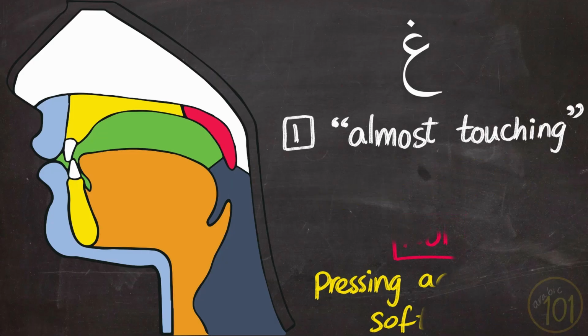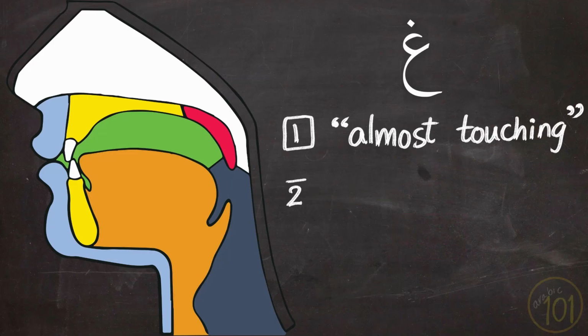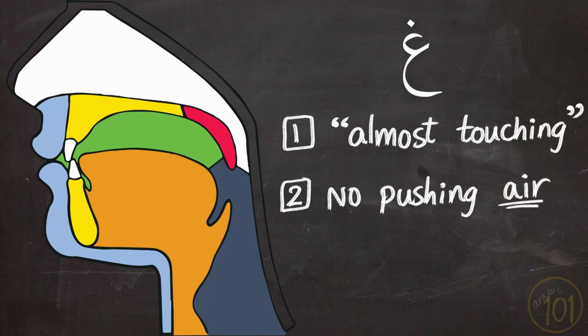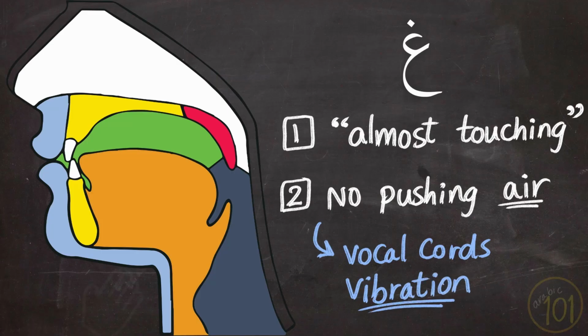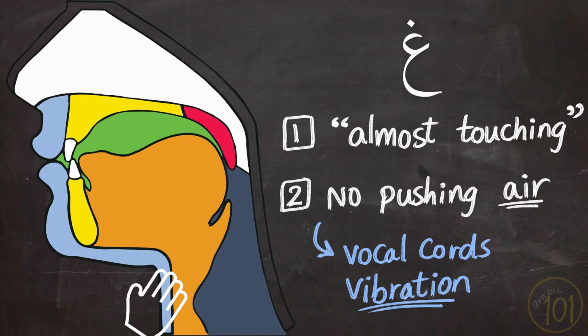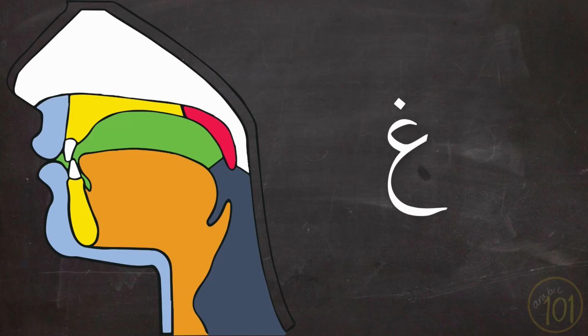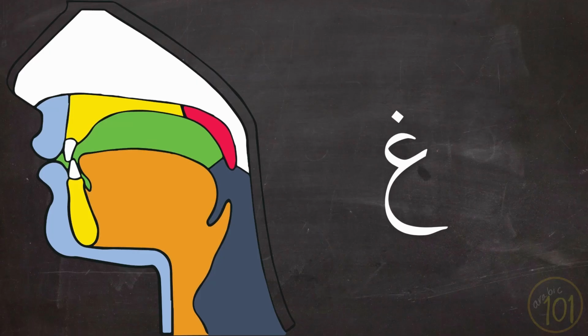The second thing is, the sound of ghain is not produced by pushing air or breath out. It is rather produced by vibrating your vocal cords, which is something that you can feel when you touch your throat with your hand when pronouncing the ghain. Agh, agh. You should definitely feel some vibration on your throat. So the root of the tongue is raised to the point of almost connecting to the farthest area of the soft palate, producing the ghain.